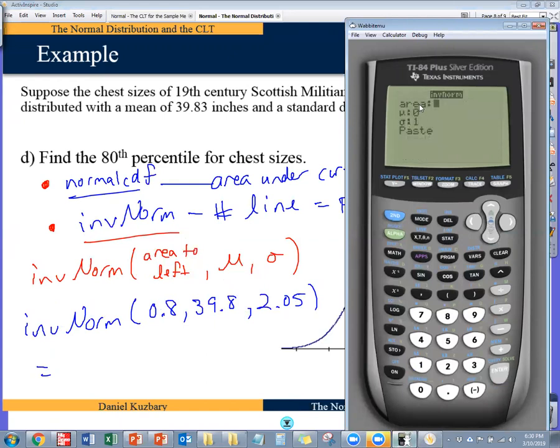If you've got the newer calculators, you can tell it the area to the left, the mean and the standard deviation. So my area to the left is 0.8. My mean is 39.83, and my standard deviation is 2.05. And there's your answer, 41.56.